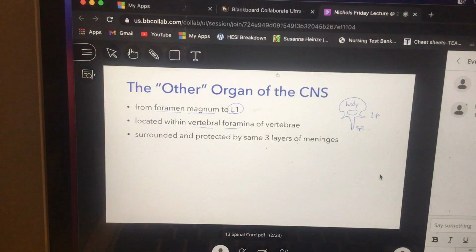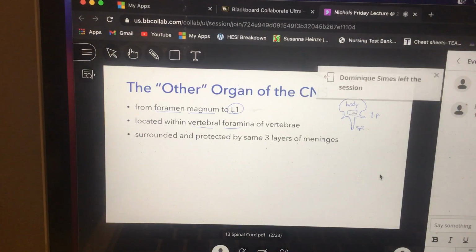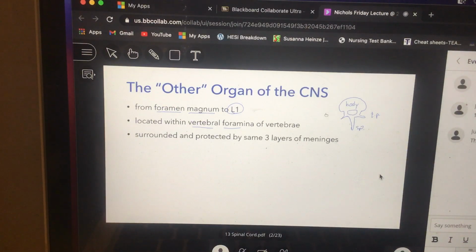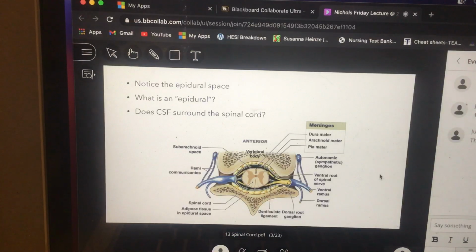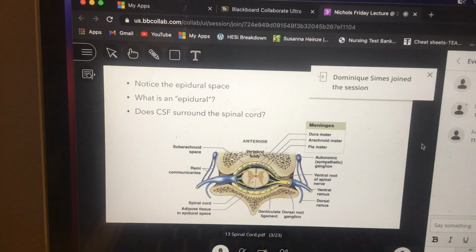And the spinal cord, this is looking at it from the top down, the spinal cord exists within this space right here called the vertebral foramen. And each one of those stacked together makes this kind of vertebral column. And it is surrounded and protected by the same three layers of the meninges that we talked about with the brain too. So here's another version down here of a much better diagram.